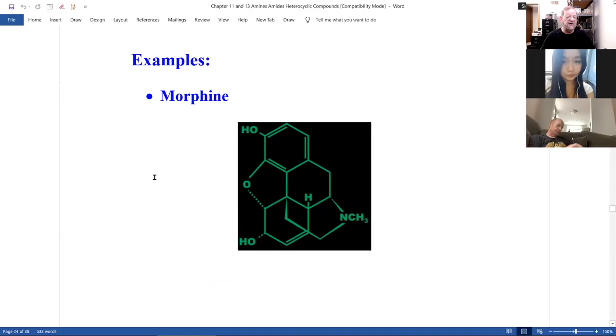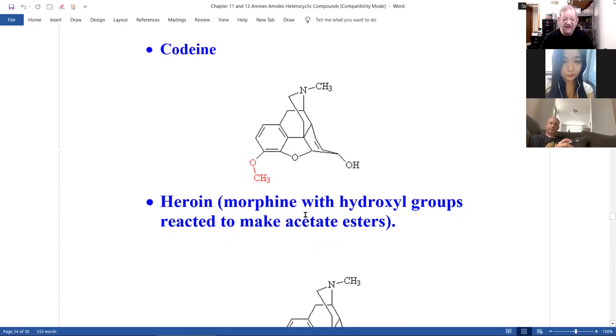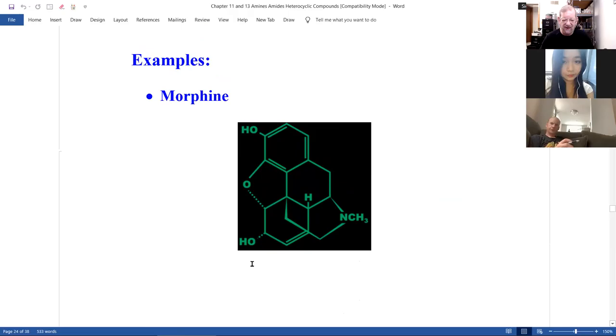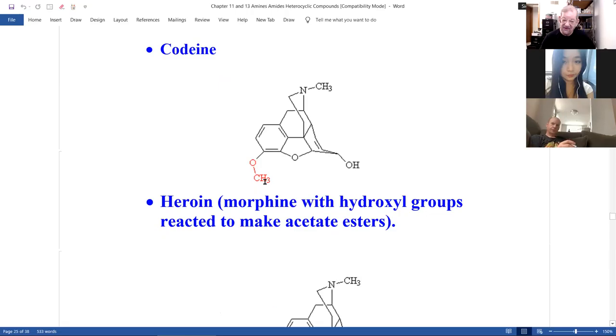Switch is off. What you see on your screen is morphine. In World War II, morphine was a very powerful painkiller used on the battlefields. And notice it has a lot of functionality. There are complex ring systems, but here you can see it has a tertiary amine, a phenolic compound, an ether, a hydroxyl group, an alcohol, and a double bond. Now, interestingly enough, if you take one of the hydroxyl groups from morphine and make it into a methyl ether here, isn't it amazing you understand what I'm talking about? This structure is codeine.